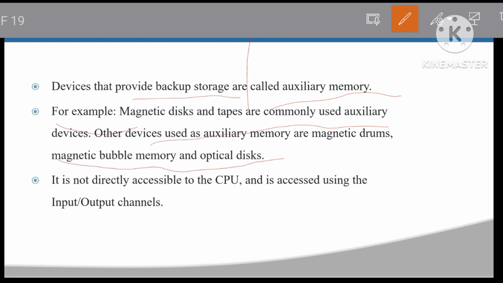It is not directly accessible to the CPU and is accessed using the input output channels. This auxiliary memory is not directly accessed by the CPU. We should use an input output peripheral, what we call an interface, to access the data from the auxiliary memory.